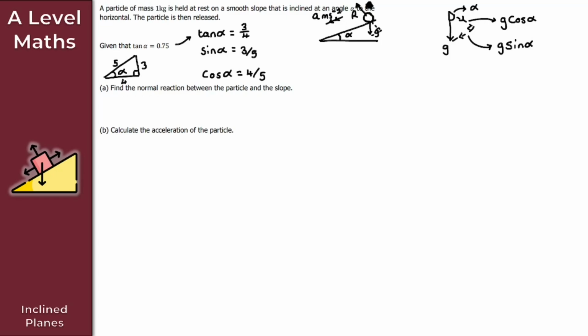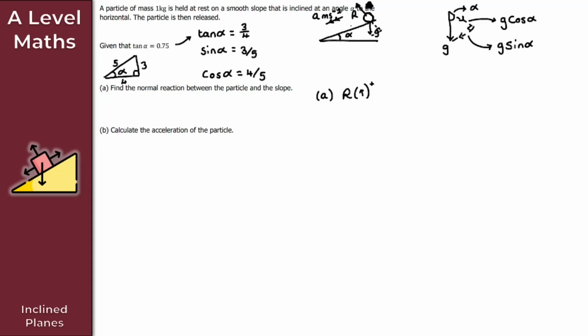So for part A then, we've got everything that we need here now to answer part A and part B. So for part A then, we just want to find the normal reaction between the particle and the slope here. So for part A then, to find the normal reaction between the particle and the slope here, we're just looking to find the value of R here, right? Don't forget that R is simply the normal reaction between the particle and the slope here. So to find the value of R then, we're just going to resolve perpendicular to the plane here. Okay, so resolving perpendicular to the plane here, taking upwards as positive.